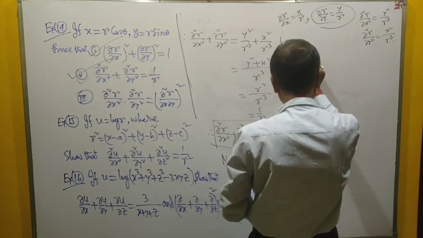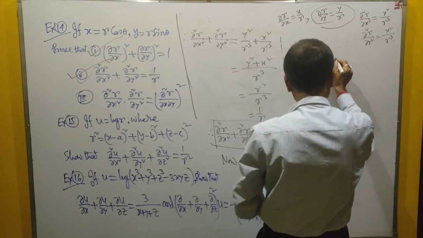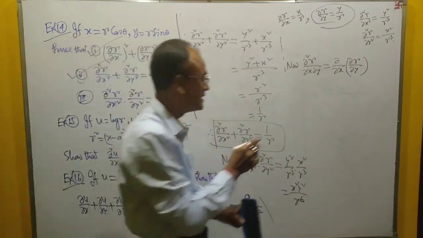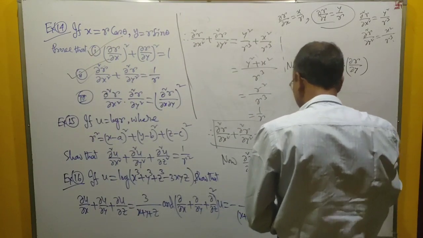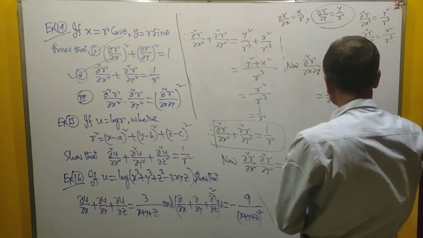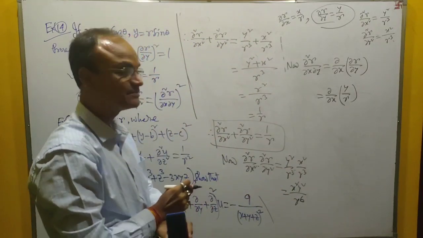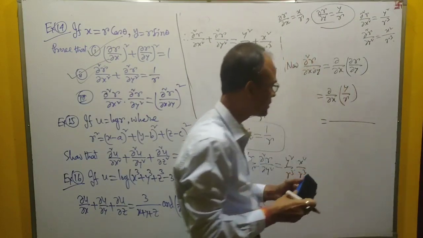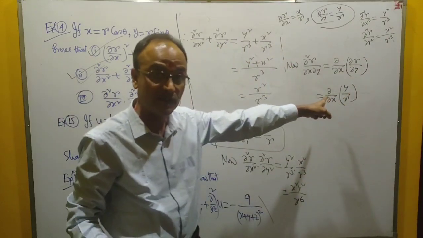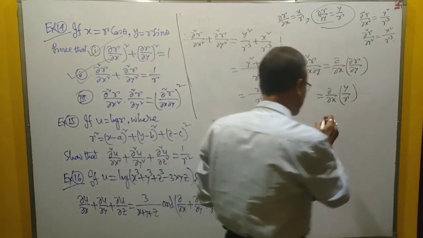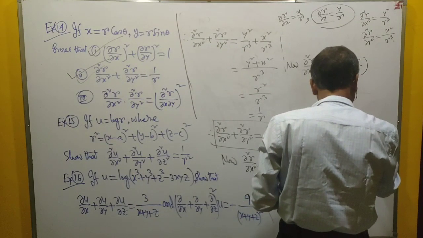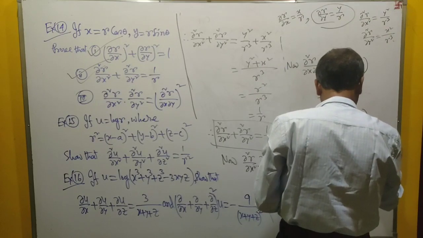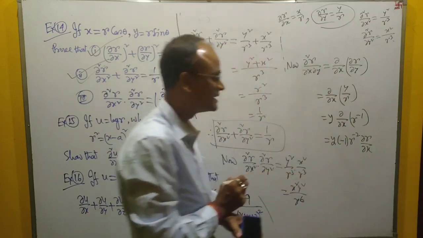Now, del 2 r by del x del y will be equal to del del x of del r by del y. This is equal to del del x of y by r. Y is constant. If you are differentiating partially with respect to x, y is constant. Y del del x of 1 by r, which means r to the power minus 1. You will write this like this. This is equal to y into minus 1 r to the power minus 2 del r by del x.